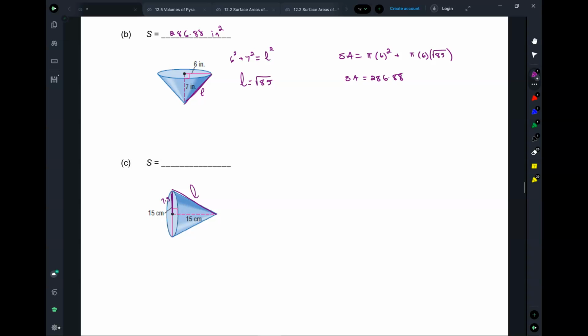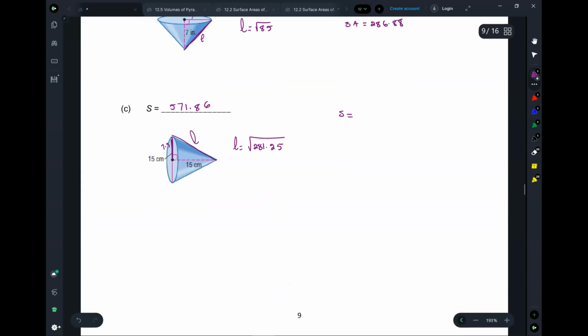Yeah, keep it a radical, because you're going to put it in the calculator anyway. You might have a decimal in the radical, which is okay. So I'll give you about another minute to do that one. So L here is the square root of 281.25. And when we plug it all in, surface area is actually 571.86. Okay? All right. So that's for this lesson. And you do have another handout for homework.